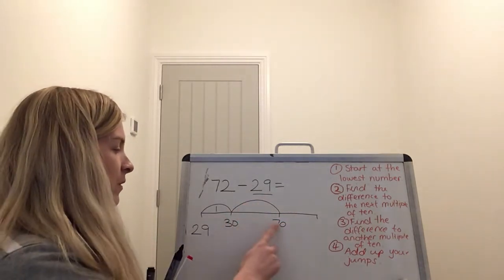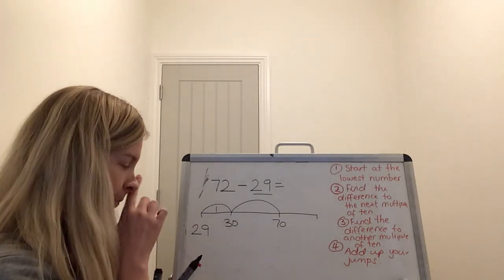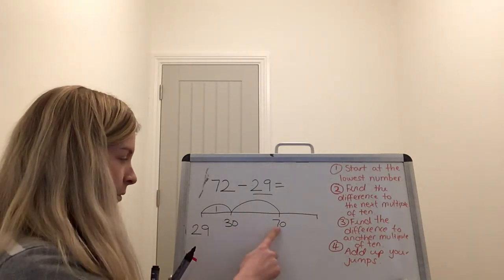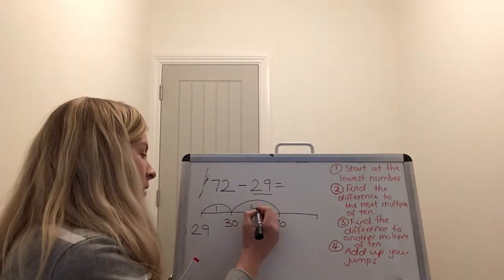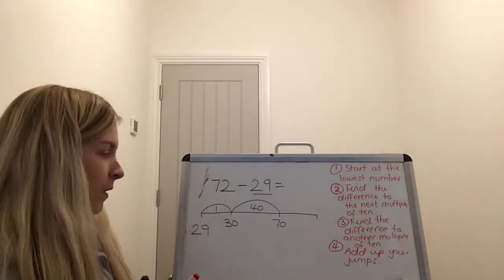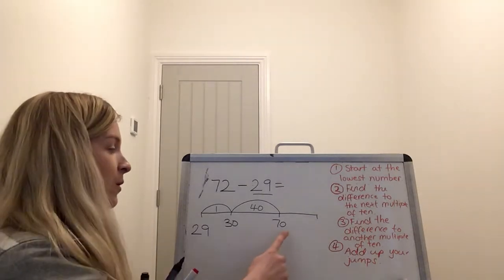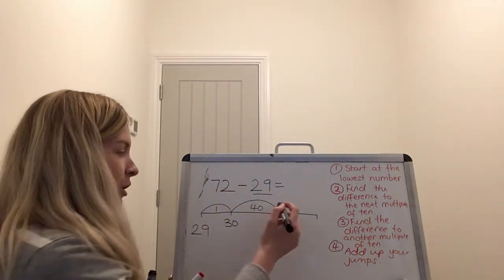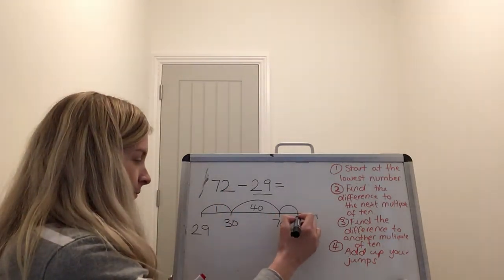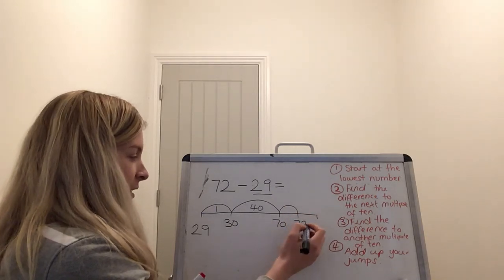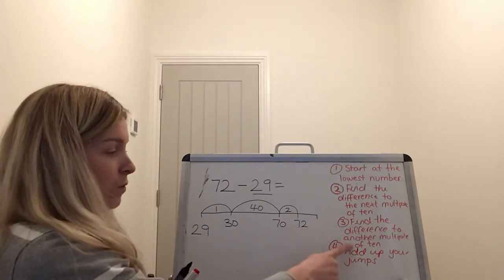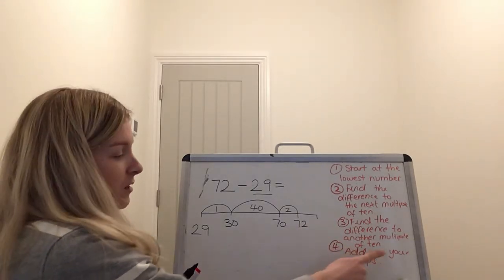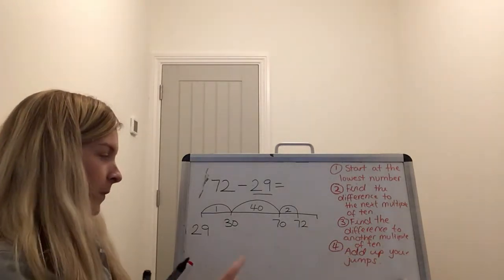Ooh, how many have I jumped forward? How many 10s? The difference between 3 and 7 is 4, so it must be 4 10s, which is 40. I'm at 70 now and I only have 2 more to jump. So, taking me to 72, I've jumped forward 2, and now all I need to do is add up my jumps.